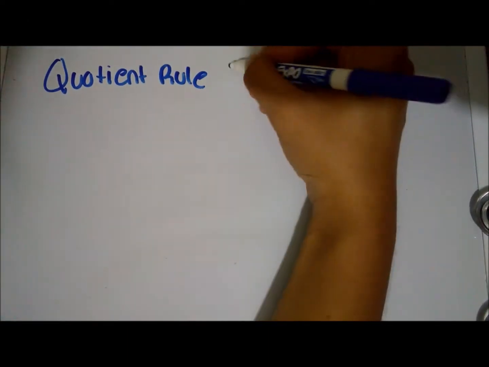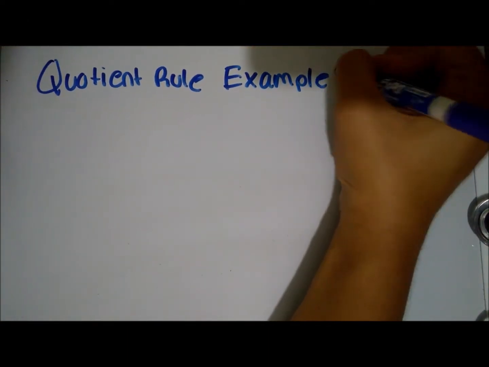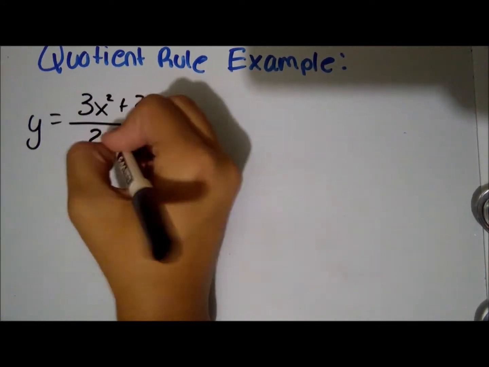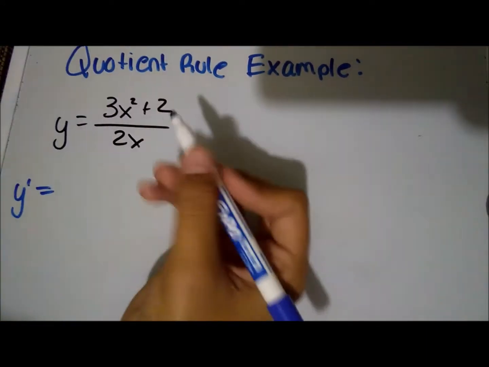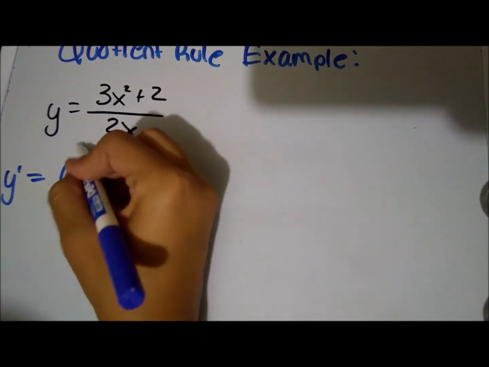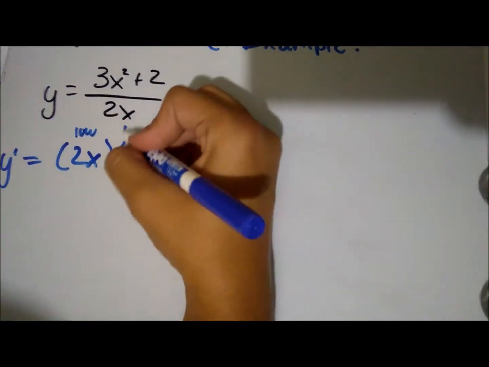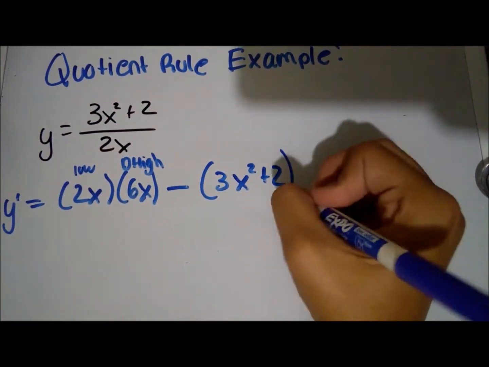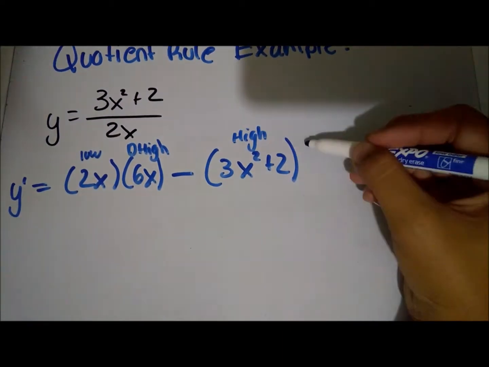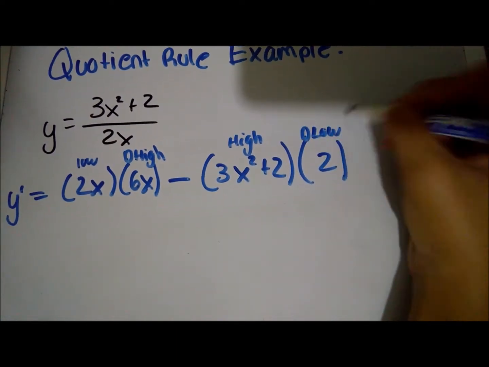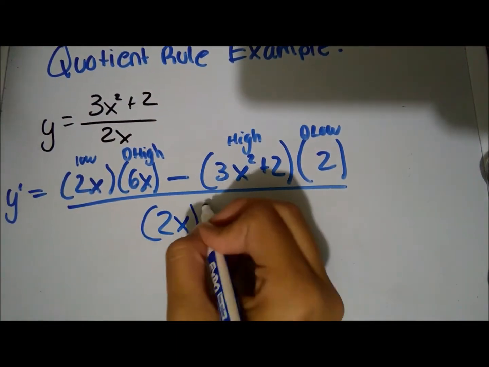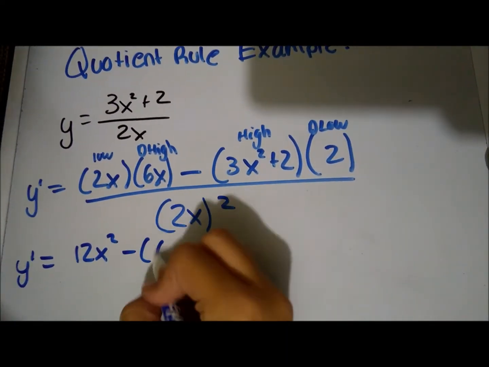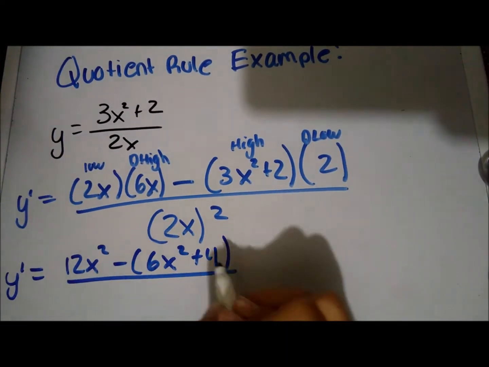Let's do a quick example of taking the derivative using the quotient rule method. Here we have 3x squared plus 2 all over 2x. Using our quotient rule method, it's low, derivative of high, minus, high, derivative of low, all over low squared. From there, we can just multiply it out and simplify.